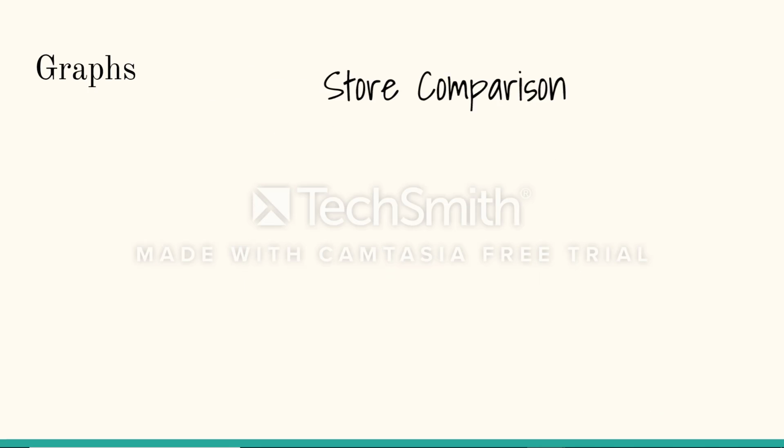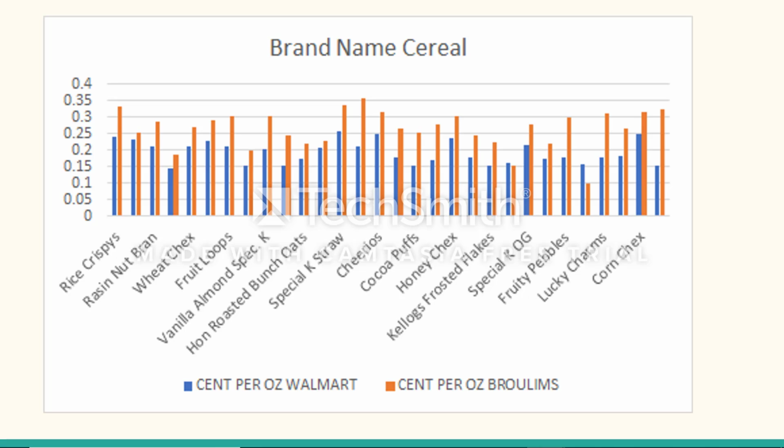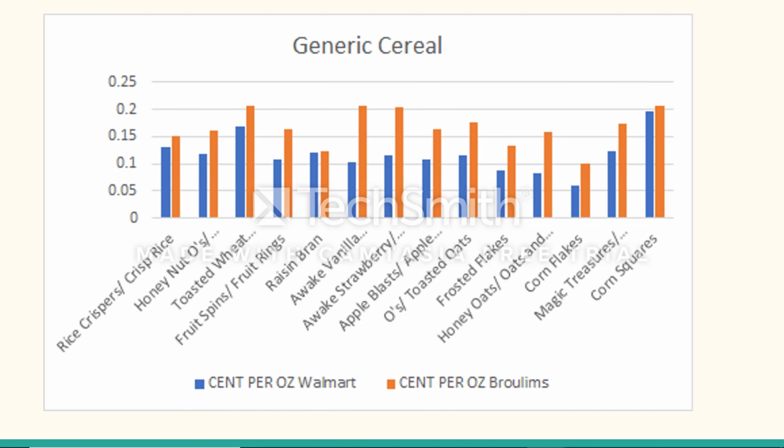Next are the graphs. The first few graphs are of the store comparisons. All the graphs are multimodal, meaning they have more than two peaks. For this comparison, we took all the brand name cereal of both stores and compared the price per ounce. The blue is Walmart and the orange is Brolums. We did the same for the generic. Looking at this, we can already tell that Brolums is on the higher side.